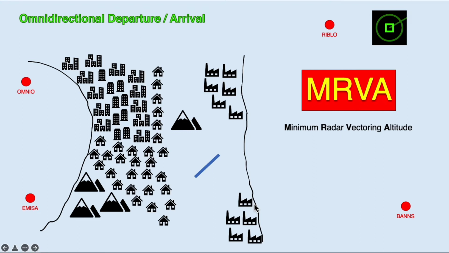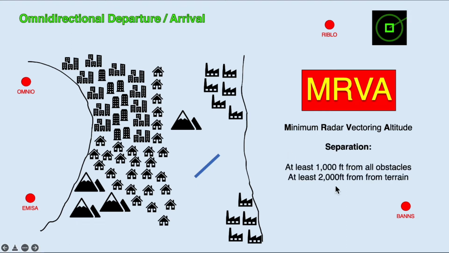And what is the criteria in order to set one minimum radar vectoring altitude in one point of the city or the land or whatever? The criteria are that, for example, you need to have at least 1,000 feet distance from all obstacles, and obstacles we can consider anything, one tree, one skyline, everything that is not terrain is considered an obstacle. So you need to have at least 1,000 feet separation from all obstacles, and you have to have at least 2,000 feet separation from all the terrain.